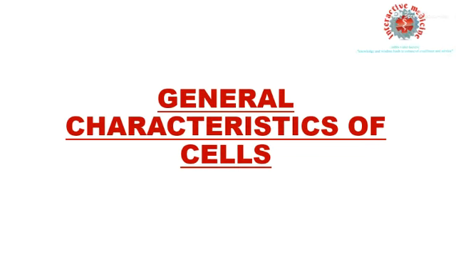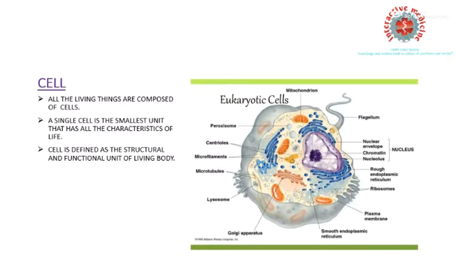Today I teach a new video about the general characteristics of cells. All the living things are composed of cells. A single cell is the smallest unit that has all the characteristics of life. Cell is defined as the structural and functional unit of living body.